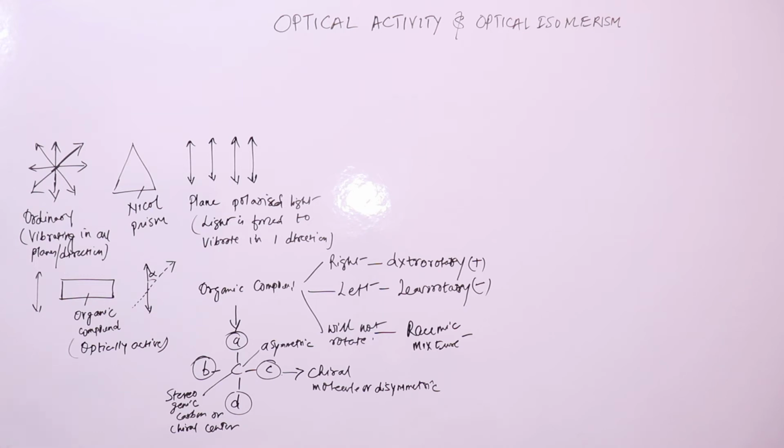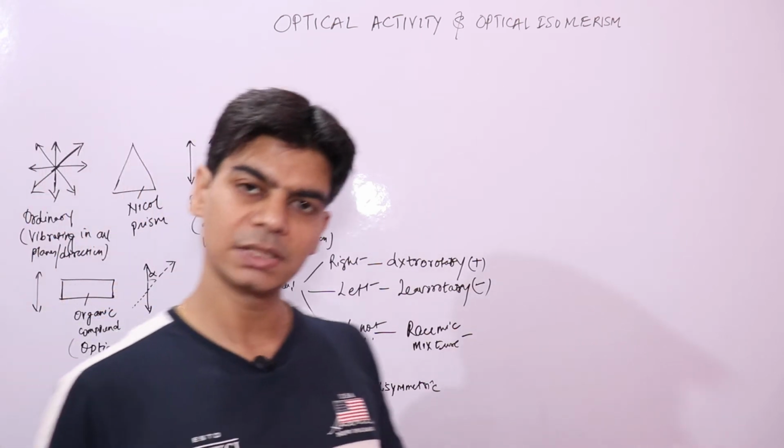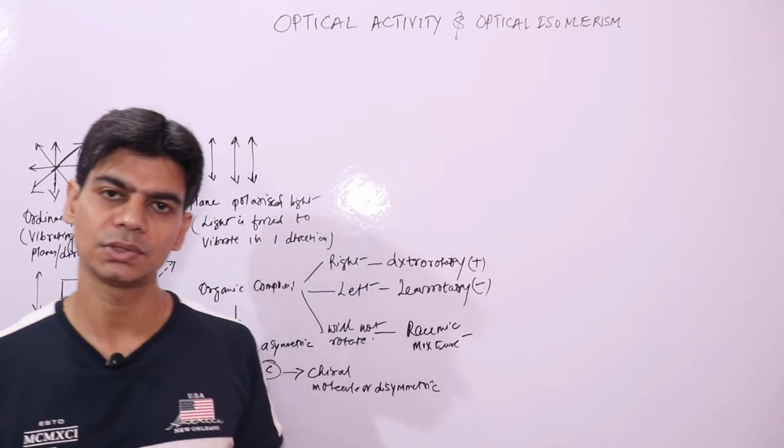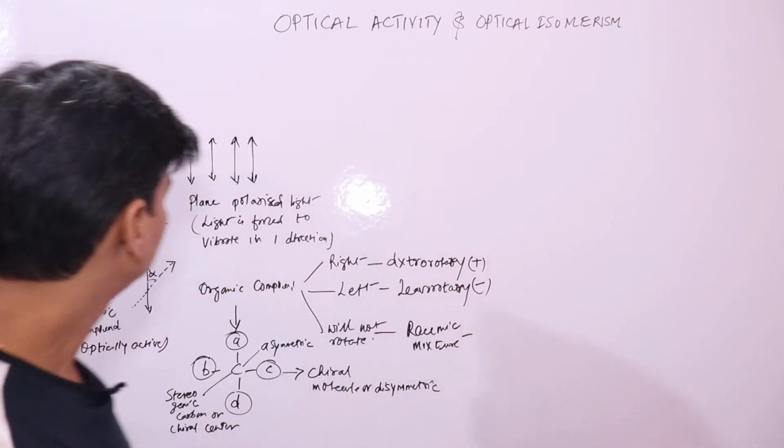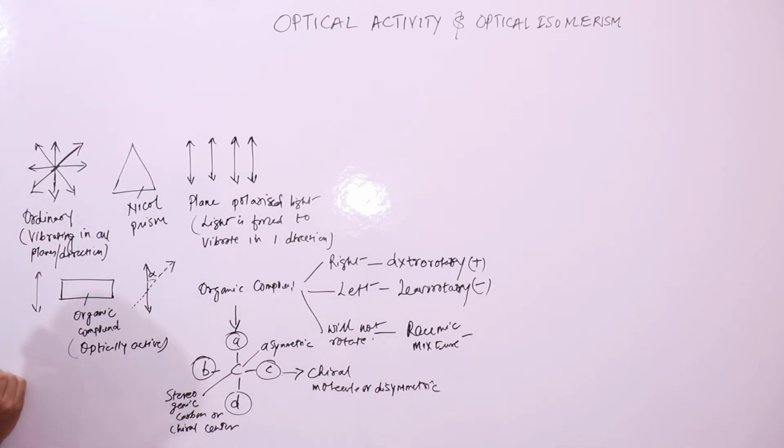This angle through which the plane of polarized light is rotated is measured with the help of an instrument. We call that instrument a polarimeter, right? This angle of rotation, we also call it alpha OBS, the observed angle of rotation, which is observed in the polarimeter. When we observe this angle in the polarimeter, we call it the angle of rotation.